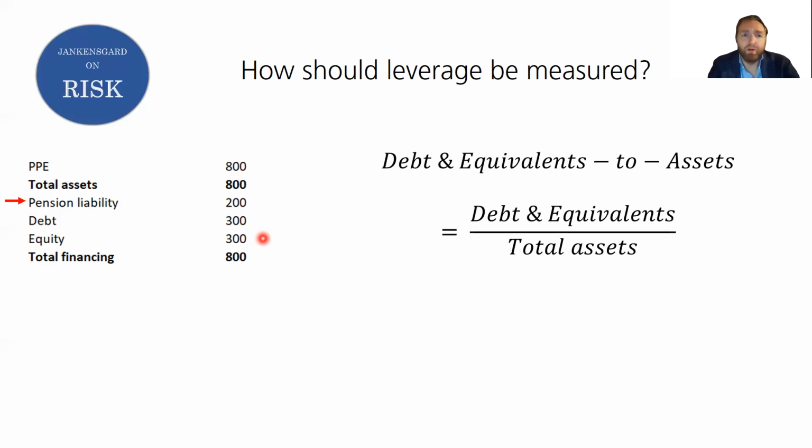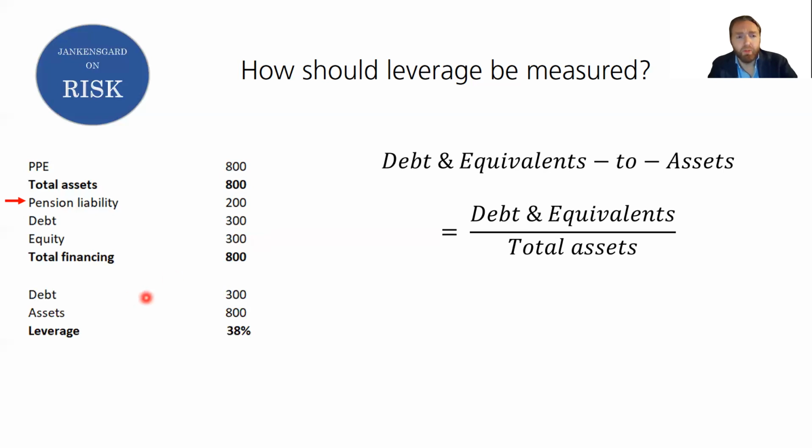For example, if you're not able to meet your pension liability, you're liable to be sent into administration because it's a legal, contractual obligation, in the same way as your creditors would send you into bankruptcy if you fail to meet those obligations, right? So since it's pretty much the same from a risk point of view as debt, we're going to consider it debt for these leverage calculations.